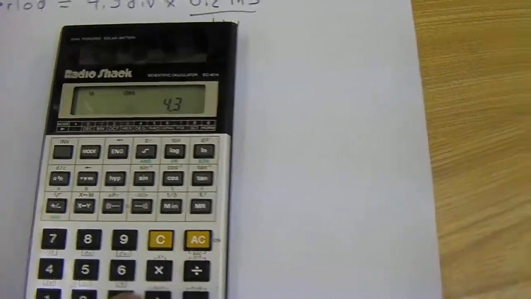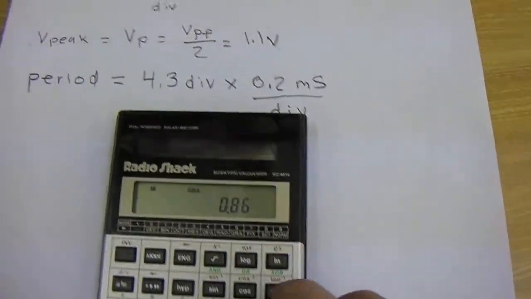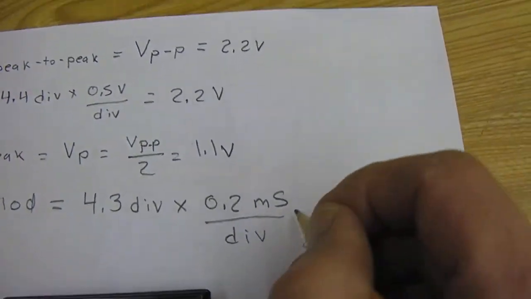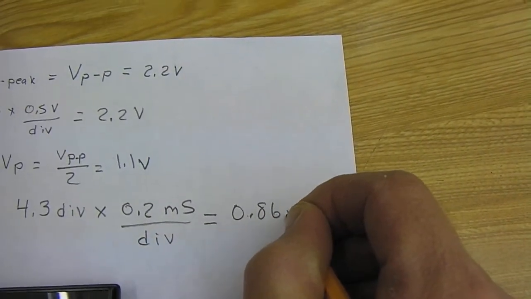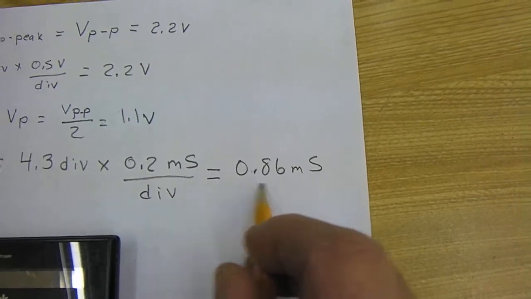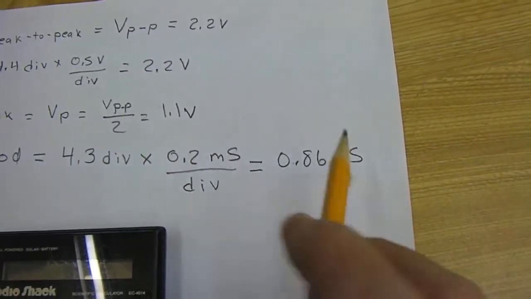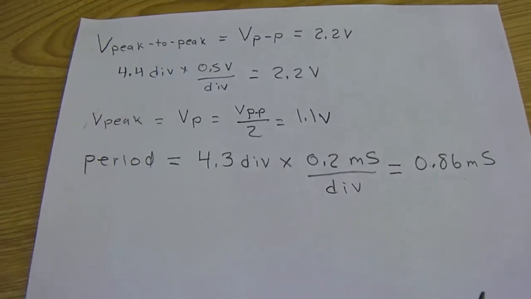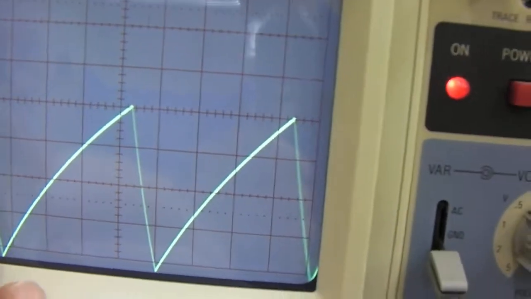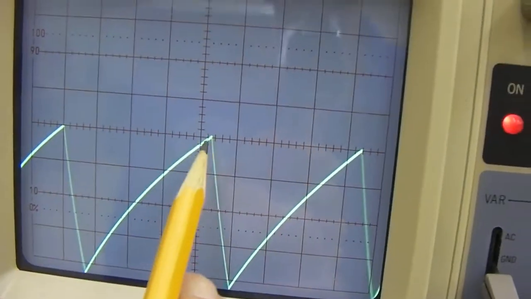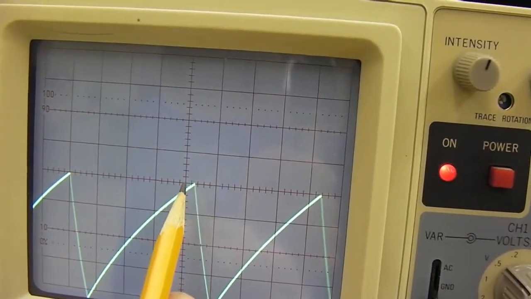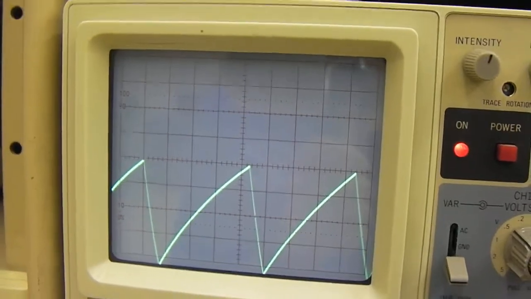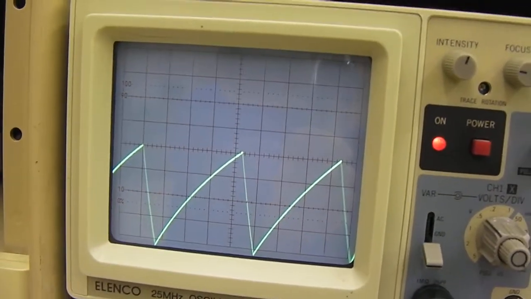4.3 times 0.2 gives us 0.86 milliseconds. That's the time for one complete cycle. So in other words, the time represented from here to here, or one complete cycle, is 0.86 milliseconds. Now the other thing we could figure out from that would be the frequency.